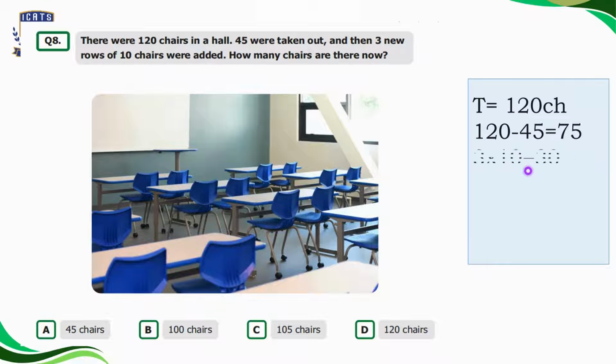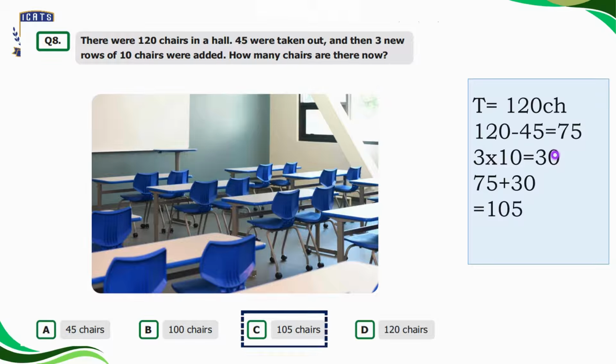Now as 3 rows of 10 chairs were added, it means that 30 chairs were added later. Now let's calculate the total. 75 plus 30 is equal to 105. So we will select option C here. There are 105 chairs now.